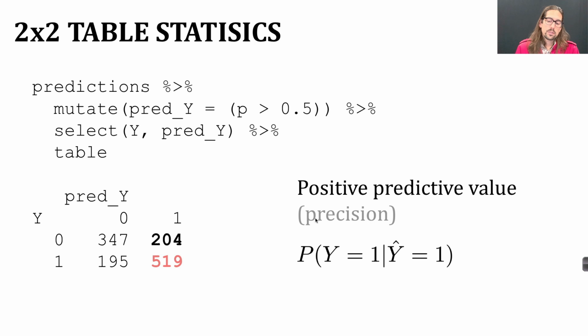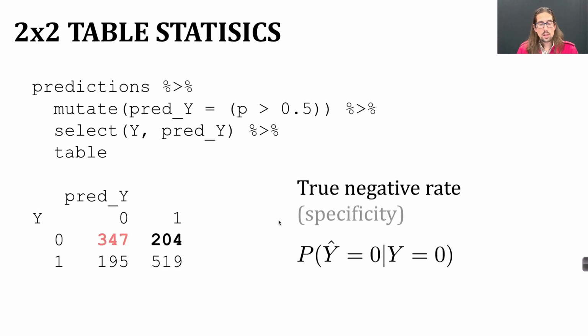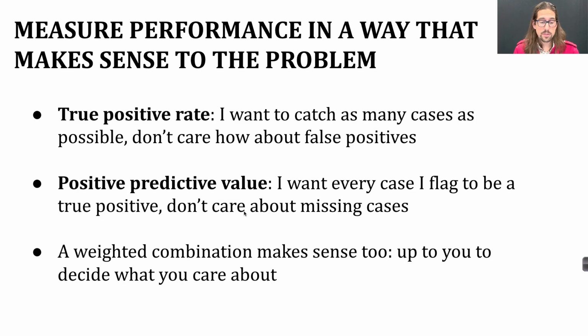You might also ask, out of the people who I predicted to have the outcome, how many of those actually did have the outcome? And that's this number divided by the total of these two. That's called positive predictive value, or also precision. And another number that people calculate is something called specificity, or true negative rate, which is out of the people who did not have the outcome, how many of them did I predict to actually not have the outcome? So these are all different metrics, and they measure different things.